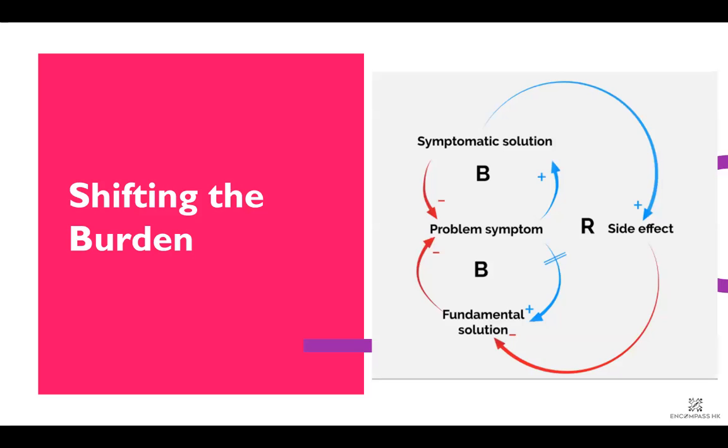So here's one of the most classic system archetypes. This is called shifting the burden, okay? So let's say you have a problem, you have a big headache. The easiest solution is to take an aspirin so your headache goes away. So it's a symptomatic solution. However, if you keep doing it, your body gets used to it, and then it's not as effective. So maybe a fundamental solution is that you are not sleeping enough or you are stressed. If we really want to solve the problem, we need to look at the fundamental solution.